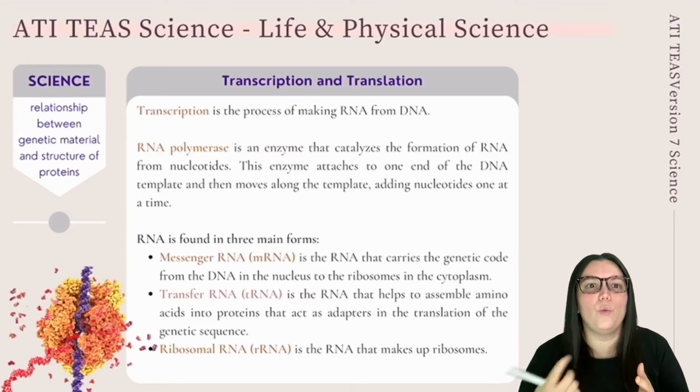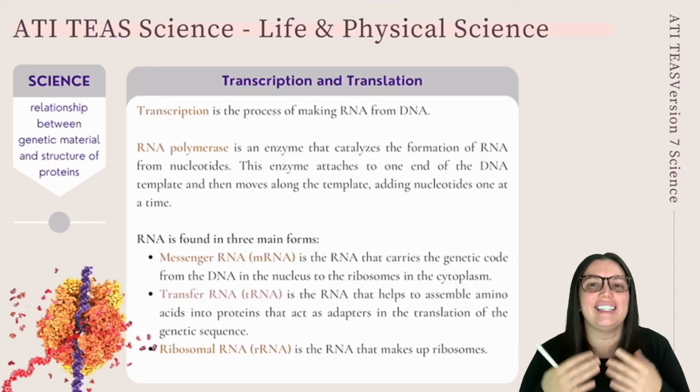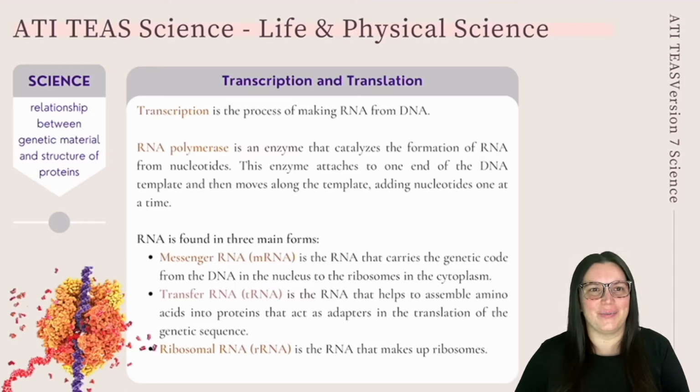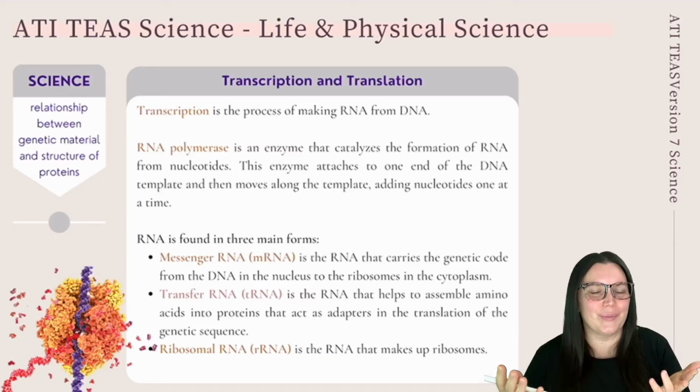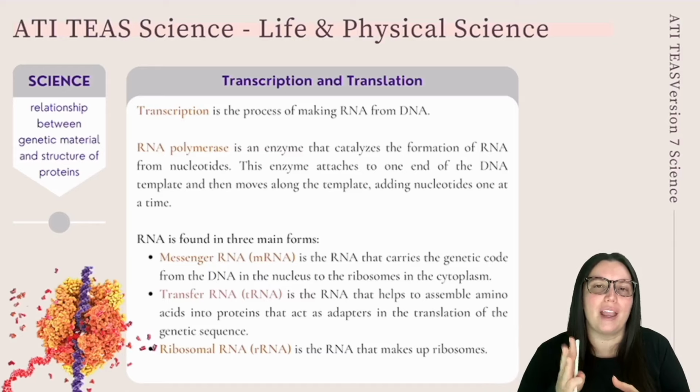The DNA double helix unwinds, and one strand of the DNA serves as a template for RNA synthesis. RNA polymerase is an enzyme that catalyzes the formation of RNA from nucleotides. This enzyme attaches to one end of the DNA template and then moves along that template, adding nucleotides one at a time. As RNA is being made, it is complementary to the template strand of DNA. When RNA synthesis is complete, the RNA molecule is released from the DNA template and the DNA double helix formation reforms. RNA is found in three main forms.